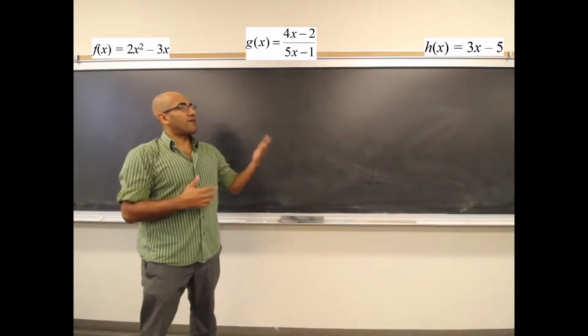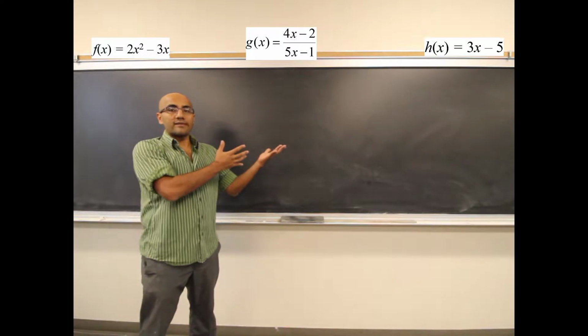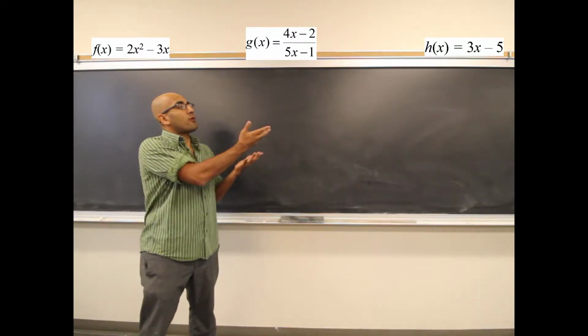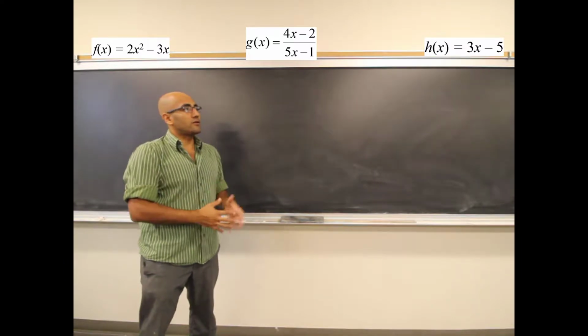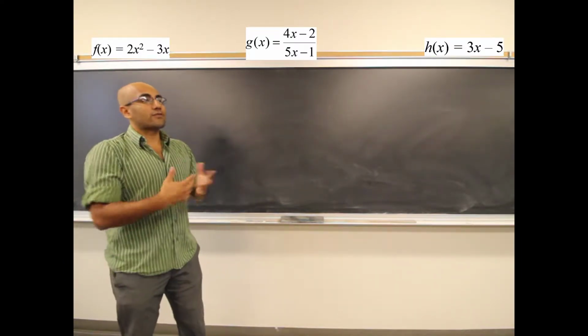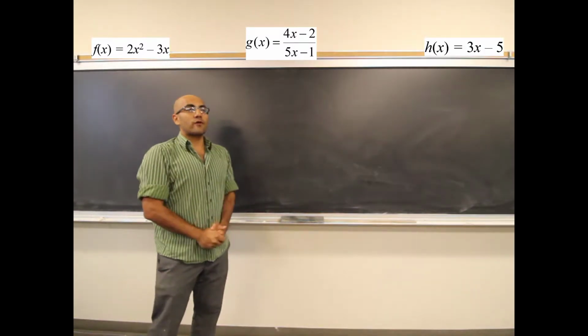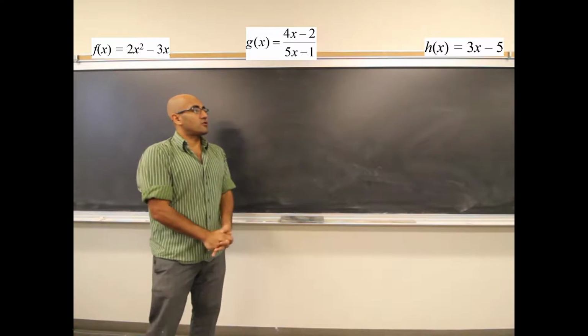When I ask find f of negative 2, then you know which one they're talking about. They're talking about the f one. So you know to go to the f one, replace all the x's with negative 2, simplify that, and get your answer. When they say find g of 3, then we know which one they're referring to. So that's one of the benefits of this function notation.